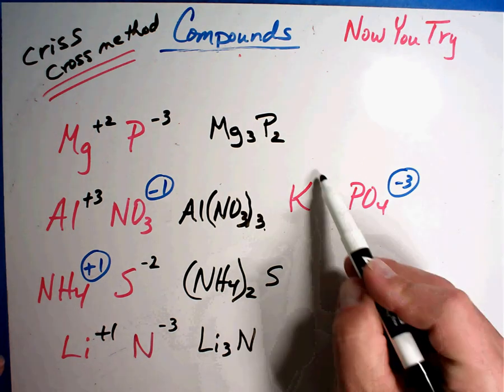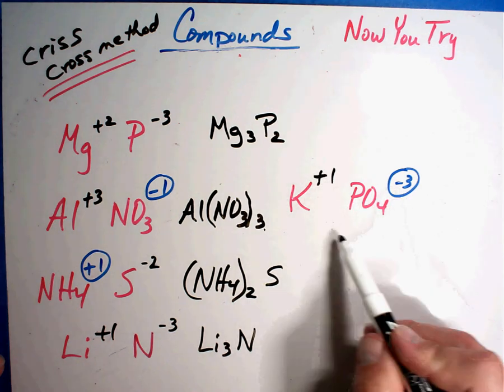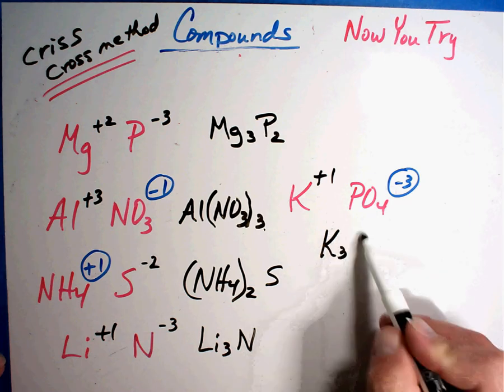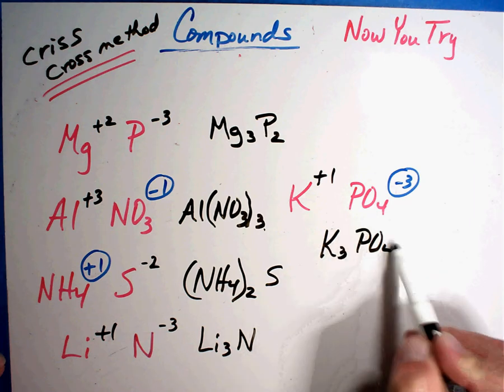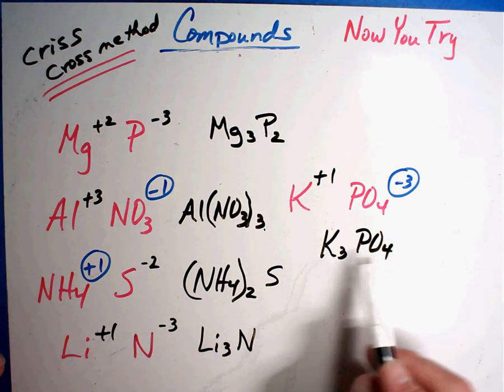And then just as a reminder, well, I'll do this first. K is +1 and PO4 is -3. So you're going to have to switch them so you get K3 PO4 1. And you don't write ones. Potassium phosphate.